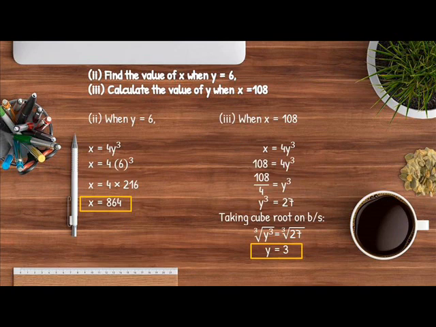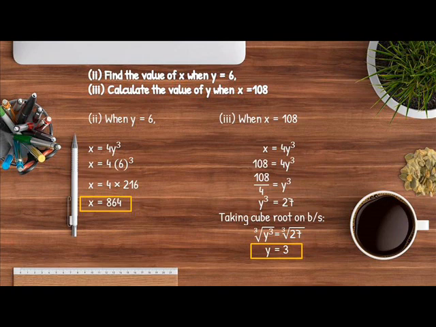In the second part, we are required to find the value of x when y equals 6. Well, we will make use of the equation that we have just formed in part 1. By substituting the value of y, that is 6, into the equation, we have x equals 4 into 6 to the power 3. Well, 6 to the power 3 means we will multiply 6 three times, that is equal to 216. And 4 into 216 equals 864. So the value of x is 864.